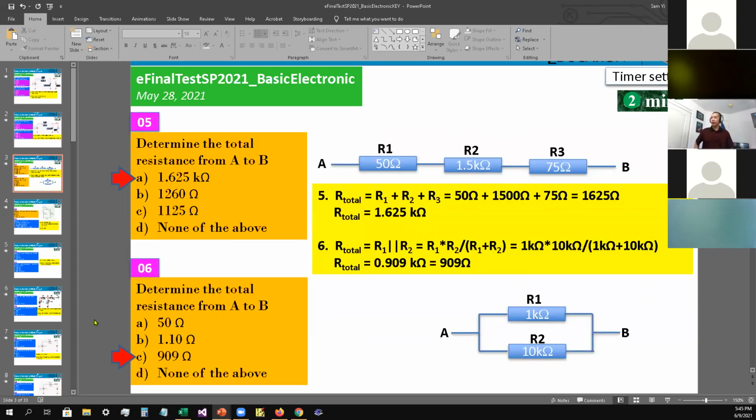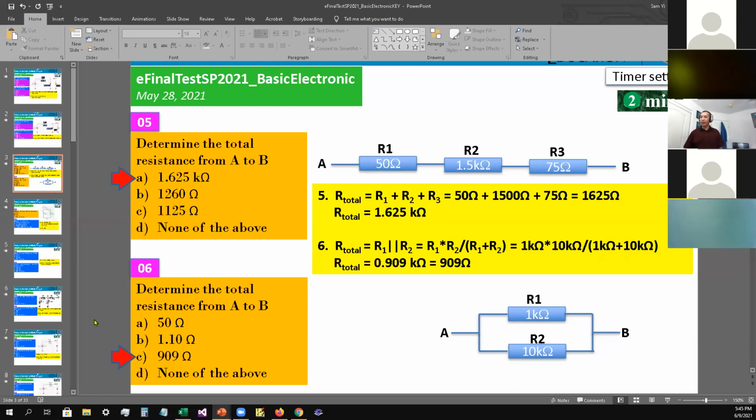Okay, determine the total resistance from A to B. Can everyone tell me the answer to this one? A. There you go. Yes, A. So R1 plus R2 plus R3. They're resistors in series, so you just add them all together. So 50 plus 1.5 kilo ohm plus 75 ohm comes to 1625 ohm. If you want to convert that, it's 1.625 kilo ohm. So the answer is A as in apple for number 5.